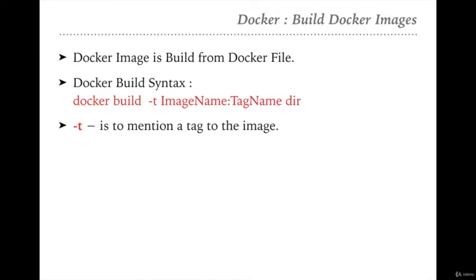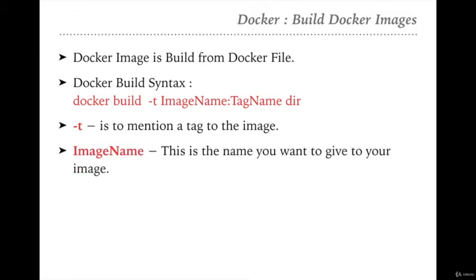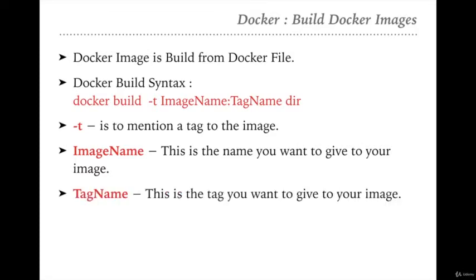Here -t stands for mentioning the tag after the image. Image name is the name which you want to provide to your image. You can provide anything, like nginx-image or mysql-image. So you can provide any custom name to your image. Then you need to tag that image. If you want, you can specify the version, or you can specify some custom tag for your image.